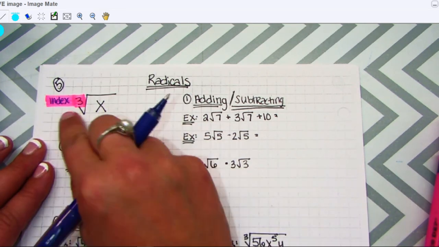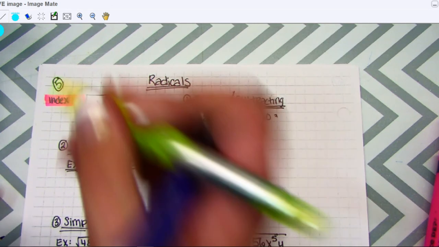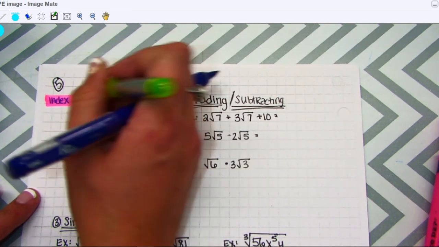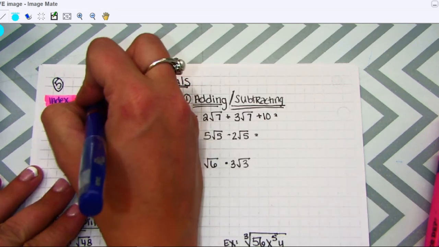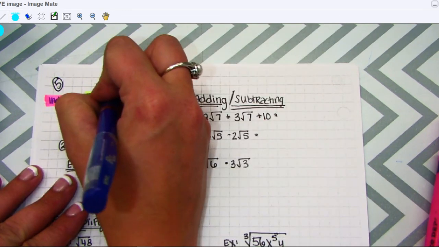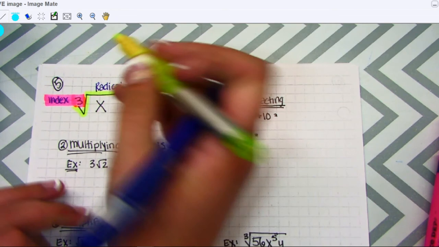What do we call the actual square root symbol? That is called the radical. Good job. So the square root symbol is the radical.